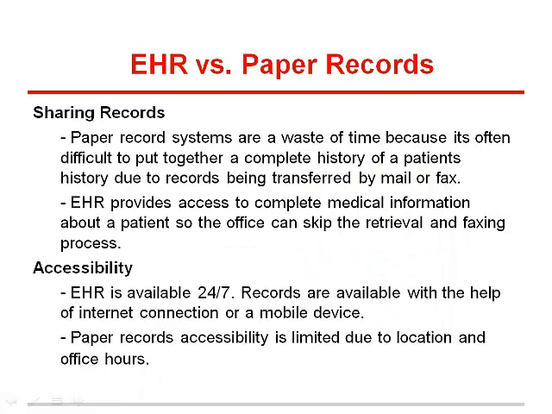Sharing records. Paper record systems can make it difficult to put together a complete history of a patient's medical history due to records being transferred by mail or fax. Electronic health records provide access to complete medical information about a patient, so the office can skip the retrieval and faxing process altogether. Accessibility. Electronic health records are available 24 hours a day, 7 days a week. Records are available with the help of internet connection or a mobile device. On the other hand, paper records accessibility is limited due to location and office hours.